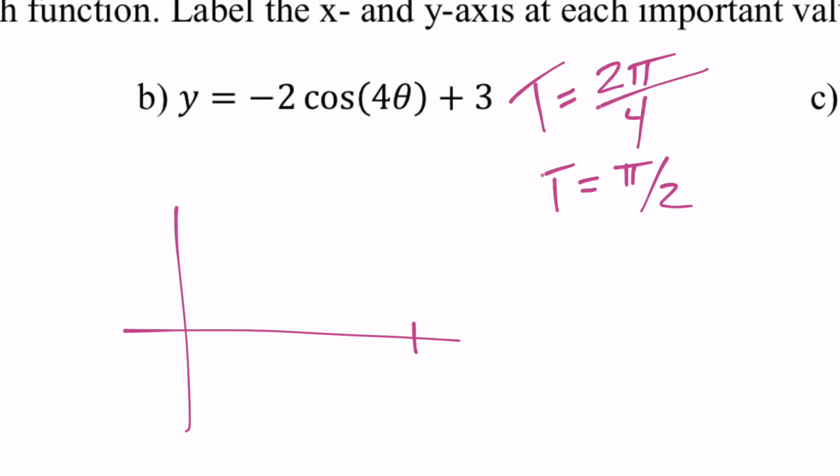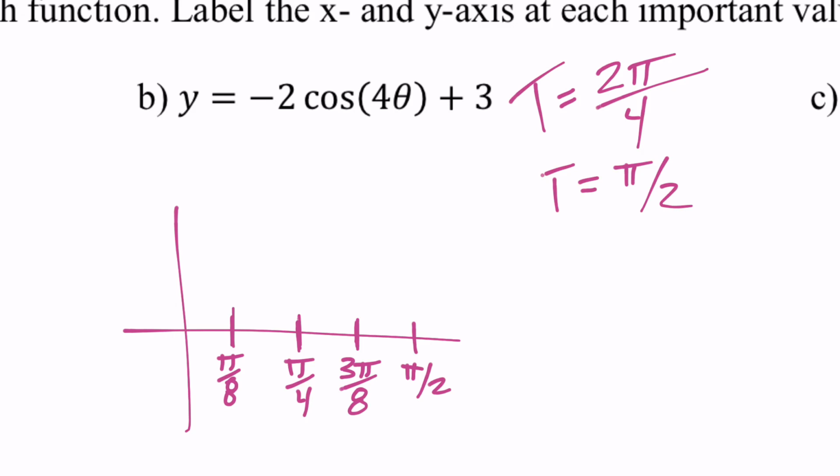Well, I give myself a tick mark way down here, and I call that pi over 2. And then I cut it in half, and I call that pi over 4. And then I cut that in half, and I call this pi over 8, increasing a power of 2 each time. Then I fill in my little gap, and I call that 3 pi over 8.